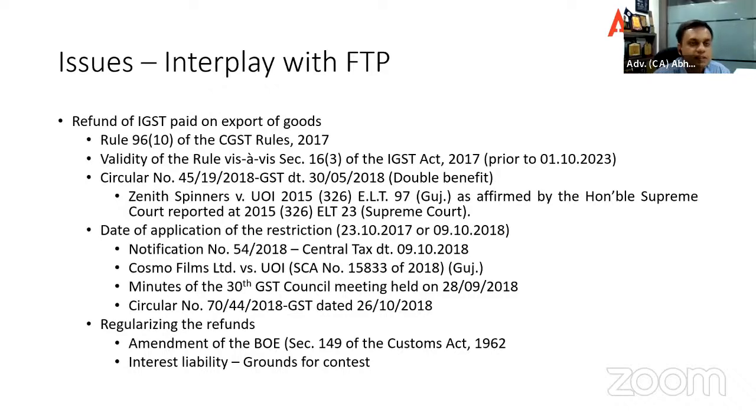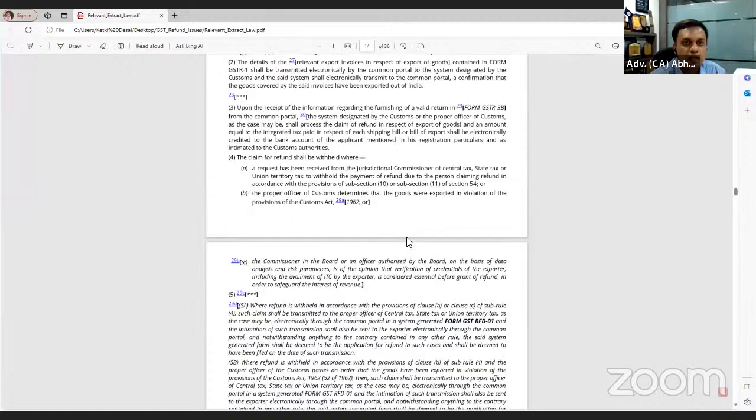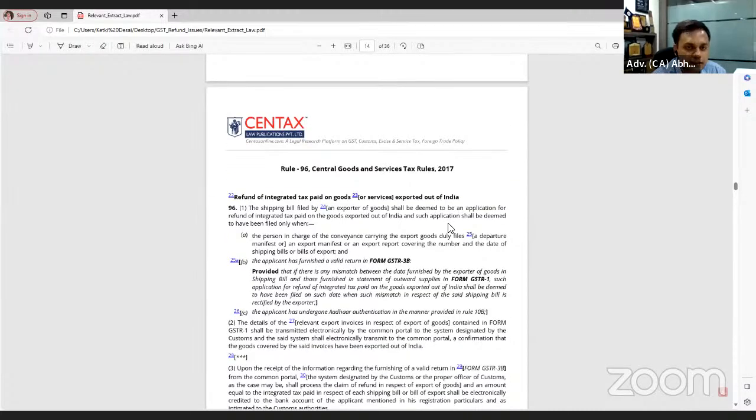So the first issue is the restriction which comes under Rule 96, Sub-Rule 10. First, let me take you through that restriction to better appreciate what I am trying to suggest. Now, Rule 96, as you can see on your screen, is basically a rule dealing with the manner in which the refund of integrated tax, that is IGST, paid on goods or services which are exported out of India would be processed.